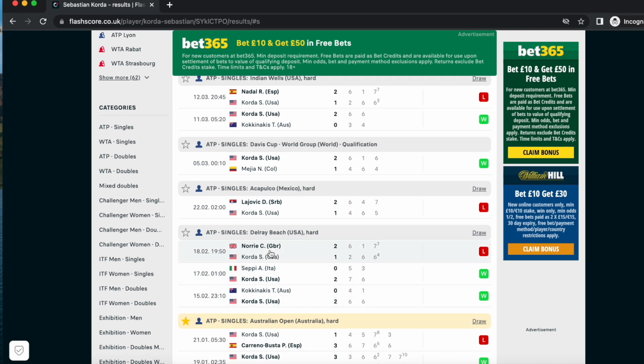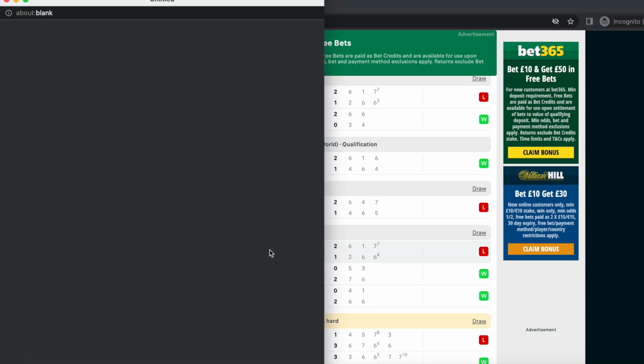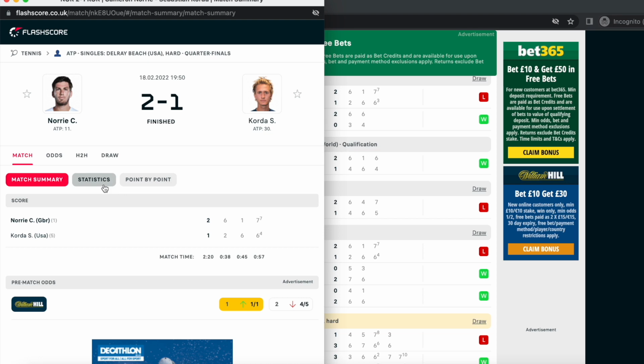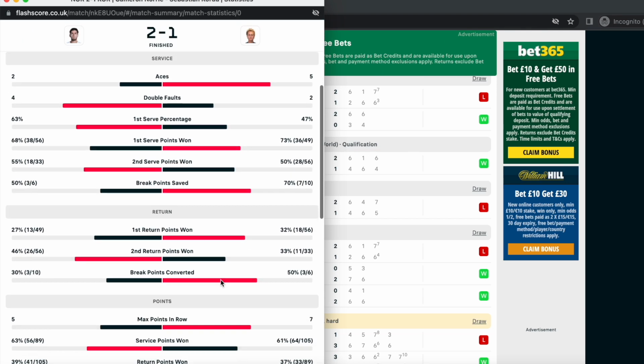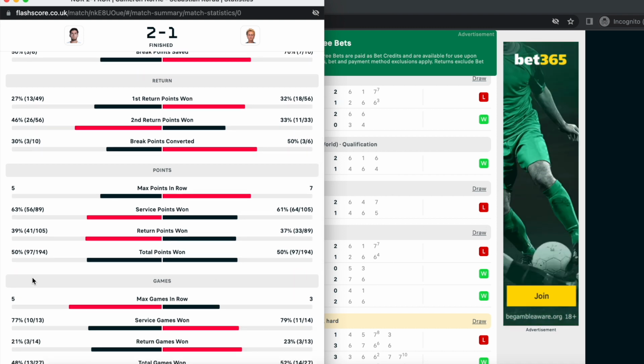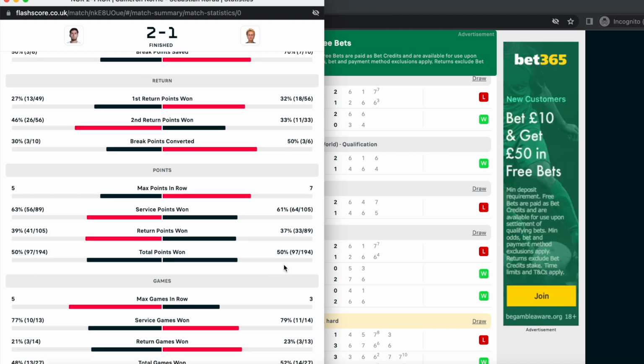If we scroll down further here, let's take a look at Norrie versus Korda. Again, another 2-1 loss. I have a feeling this one's going to be pretty close. Hit the stats again and scroll down to the total points won. And just look at that. He's lost the match 2-1, but he's actually won 50% of the total points.